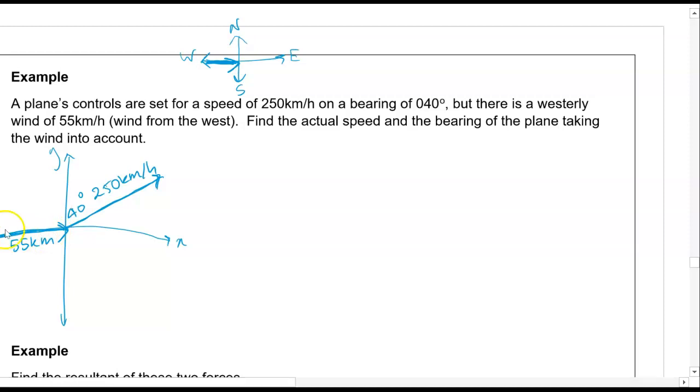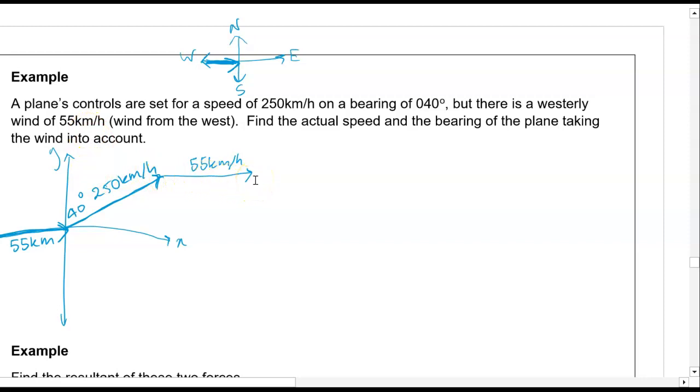Now, we could pop that westerly wind down there, or we could pop that westerly wind up here. Now, this is not to scale by any means. I'm going to pop it up there because remember, we can pick up a vector and move it, and it's a lot nicer to have the vectors tip to tail in that first quadrant. And it's coming from the west, so that's still coming from the west. It's just sitting at the top.